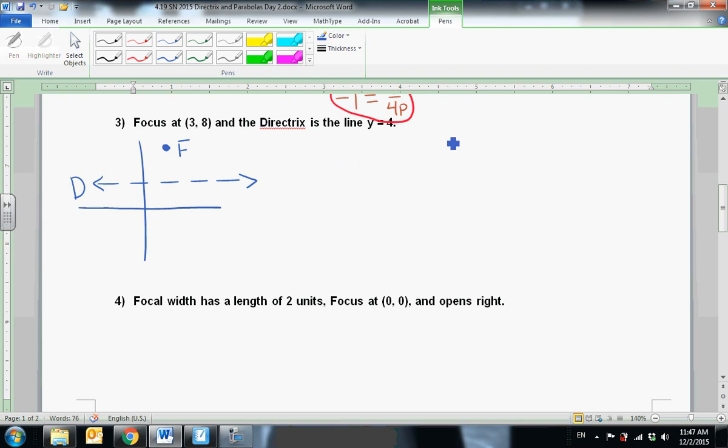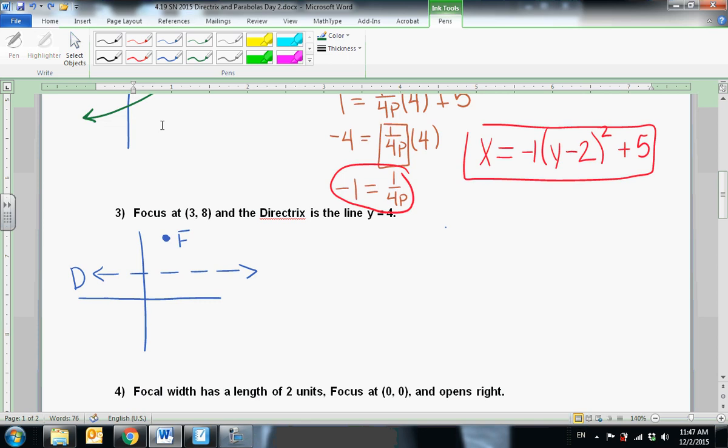Okay, which way does this parabola have to open? Up. It's got to open towards your focus. Okay, so we know we're using our vertical equation, y equals 1 over 4p times x minus h squared plus k. So we need p and we need our vertex. Can we find those? Yeah.